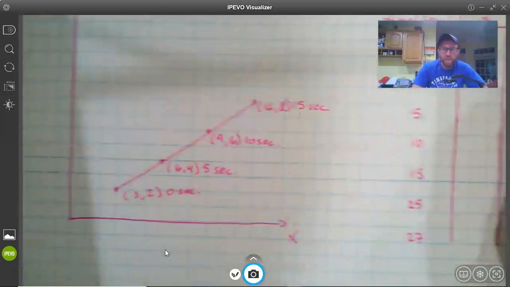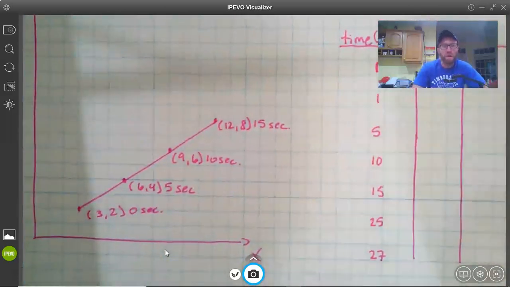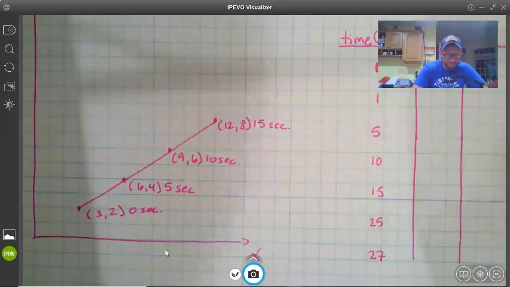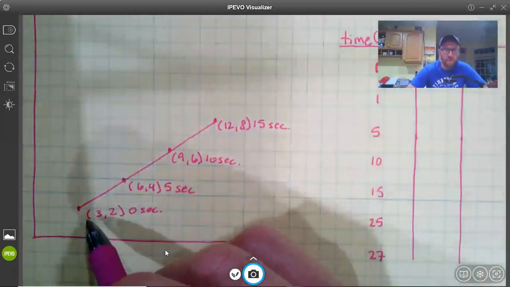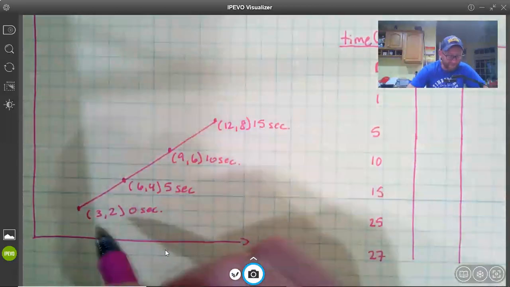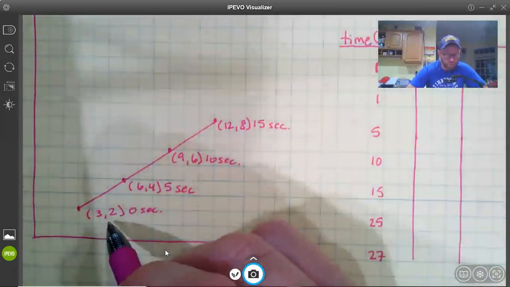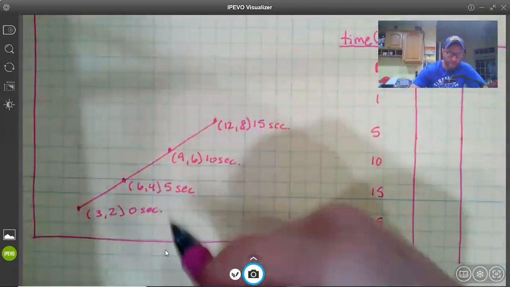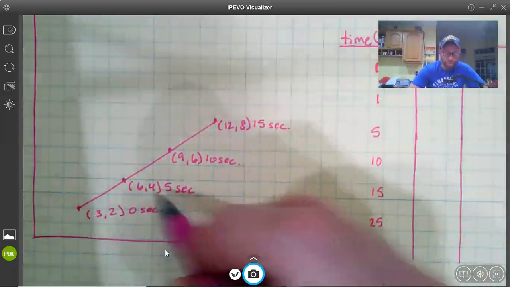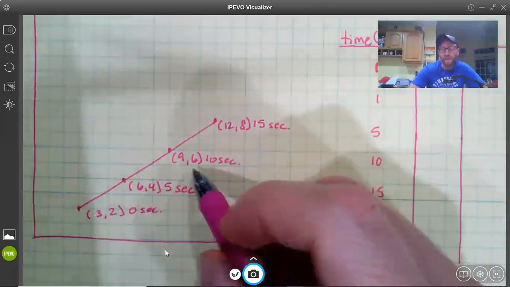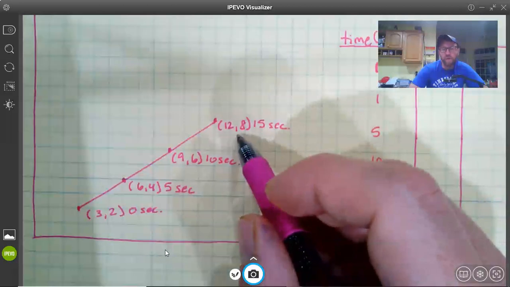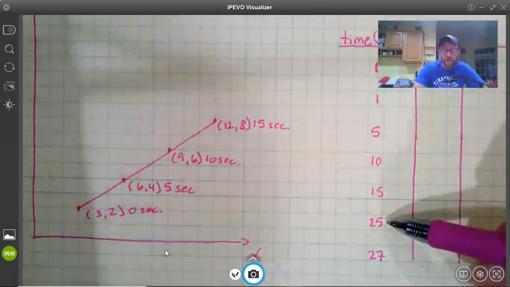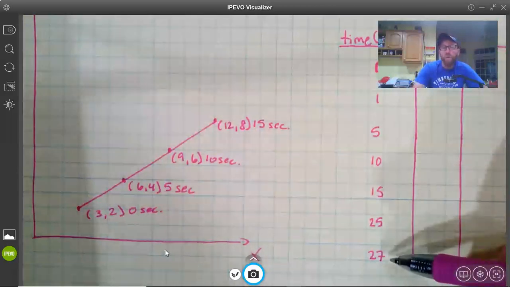All right. We're going to work with a problem today about a bug on a piece of paper. This is kind of our intro to parametric equations. In this story, this bug is traveling across a piece of paper, and he starts out at the point 3, 2, and that's 0 seconds, so 0 seconds is your starting point. After 5 seconds, he's at the point 6, 4. After 10 seconds, he's at the point 9, 6. At 15 seconds, he's at the point 12, 8. And then we're asked to predict where will he be at, say, 25 seconds or 27 seconds.